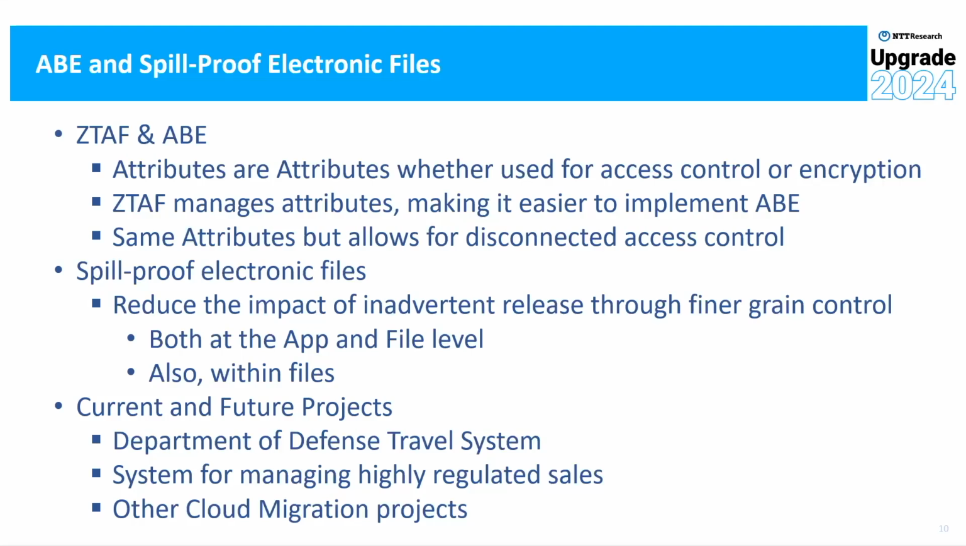Obviously that reduces the impact of an inadvertent release, both of the electronic files and within the files, because we can take a document and use different attributes within it so that some parts of the document are readable and other parts aren't.